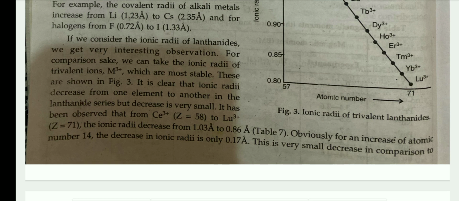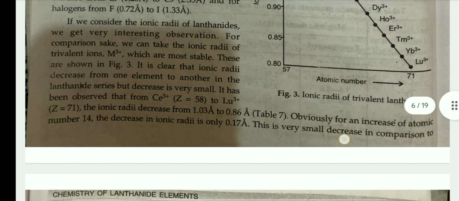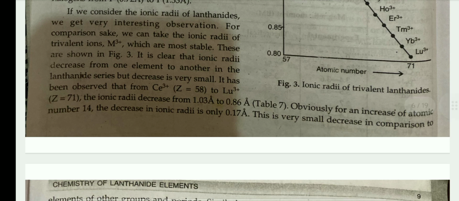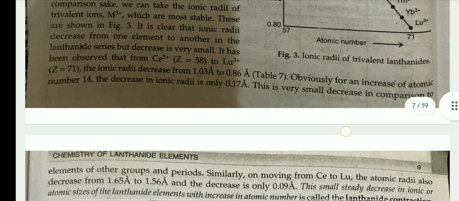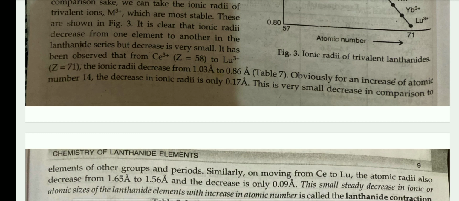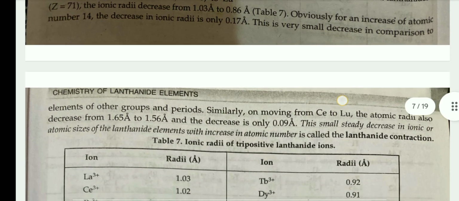It is clear that ionic radii decrease from one element to another in the lanthanoid series, but the decrease is very small. It has been observed that from Ce3+ to Lu3+, the ionic radii decrease from 1.03 angstrom to 0.86 angstrom. Obviously, for an increase of atomic number of 14, the decrease in ionic radii is only 0.17 angstrom. This is a very small decrease in comparison to elements of other groups and periods.